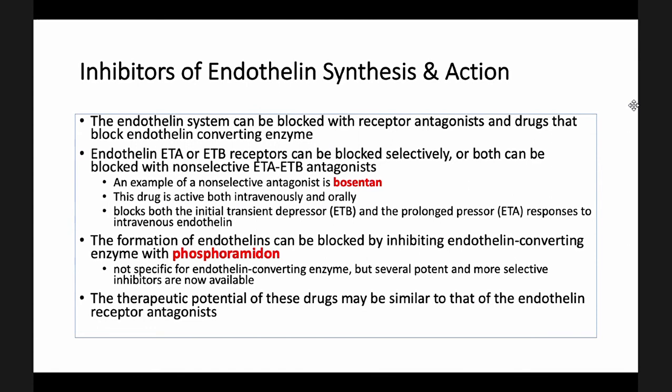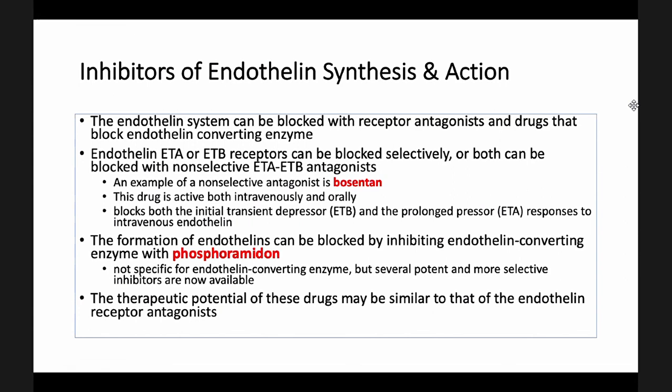So the endothelin system can be blocked with receptor antagonists and drugs that block endothelin converting enzyme. The endothelin ETA or ETB receptors can be blocked selectively or both. They can be blocked with a non-selective ETA/ETB antagonist. So an example of a non-selective antagonist is bosentan. So this drug is active both IV and orally, and it blocks the initial transient depressor and prolonged pressor responses to intravenous endothelin.